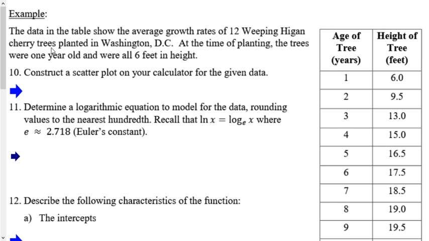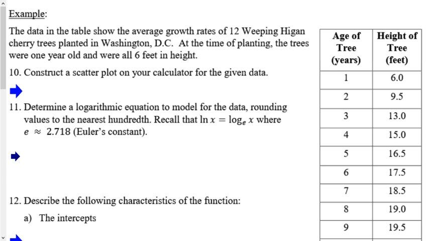I don't know if this is true. I'm guessing so since there's so much detail in this question. At the time of planting, the trees were 1 year old and they were all 6 feet in height. So here we have the average height of the tree is 6 feet when we have the age of 1 year. We are asked to construct a scatter plot on the calculator for this given data.